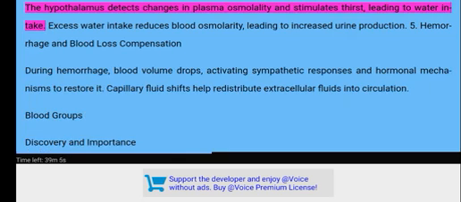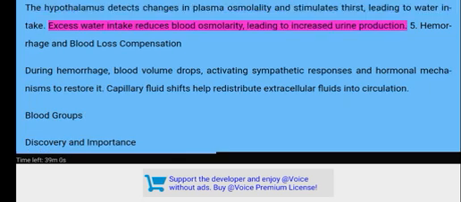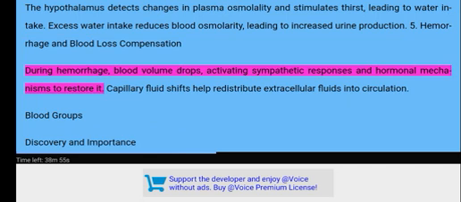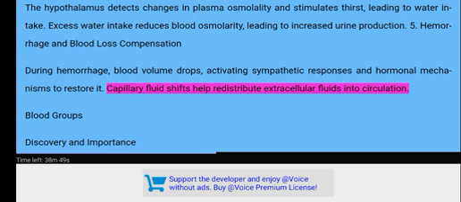Hypothalamus detects changes in plasma osmolality and stimulates thirst, leading to water intake. Excess water intake reduces blood osmolarity, leading to increased urine production. 5. Hemorrhage and blood loss compensation. During hemorrhage, blood volume drops, activating sympathetic responses and hormonal mechanisms to restore it. Capillary fluid shifts help redistribute extracellular fluids into circulation.